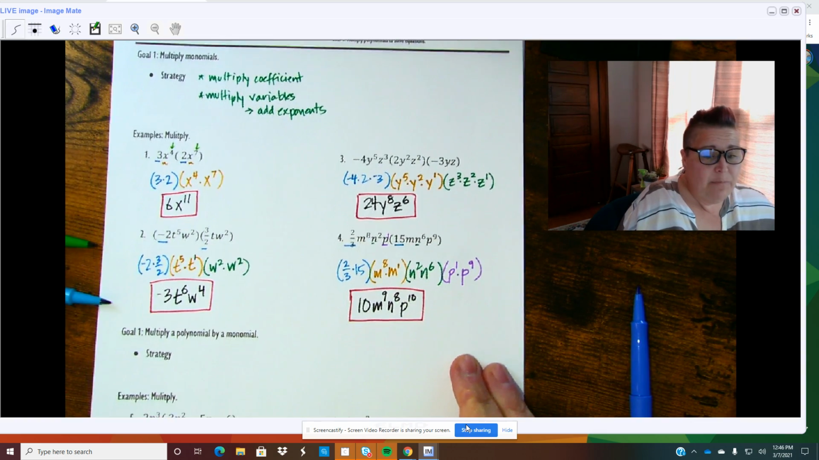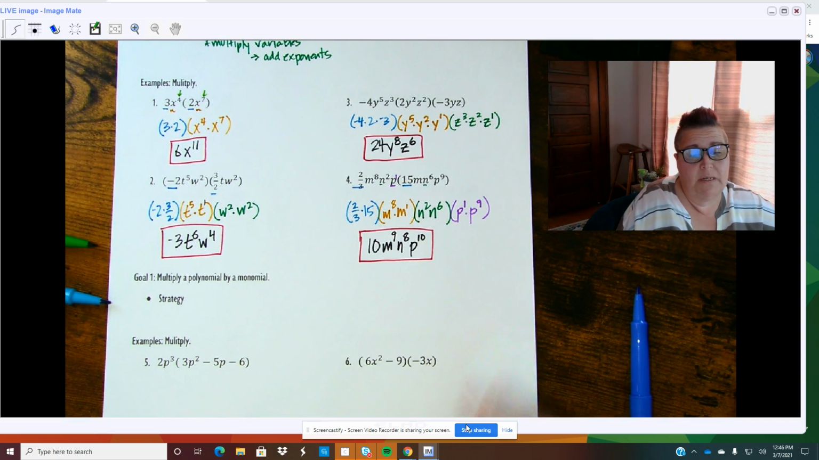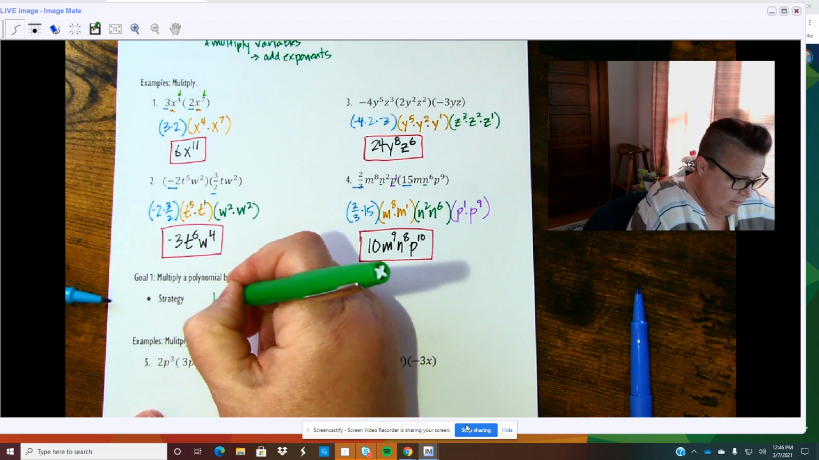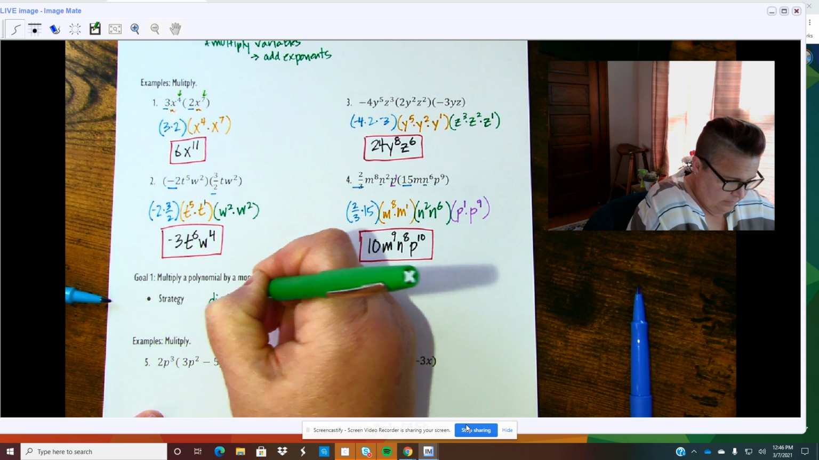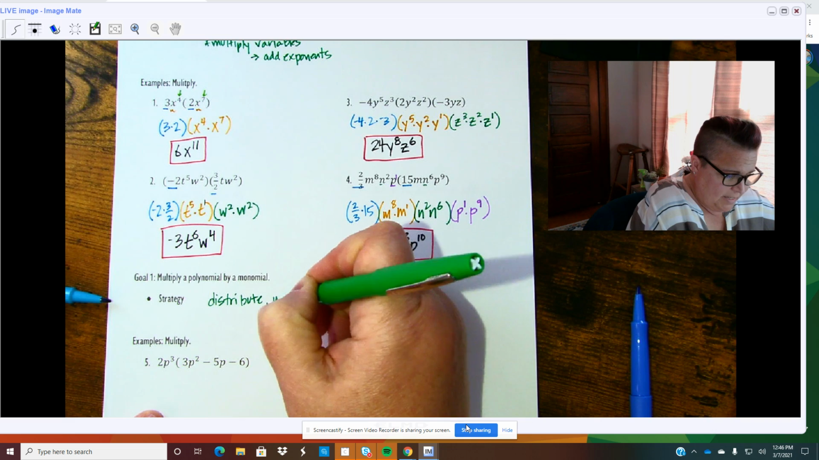All right. Sometimes we will multiply a monomial by a polynomial, meaning one term gets distributed. So what is our strategy here? Distribute. We're going to distribute, and we're going to multiply each term.